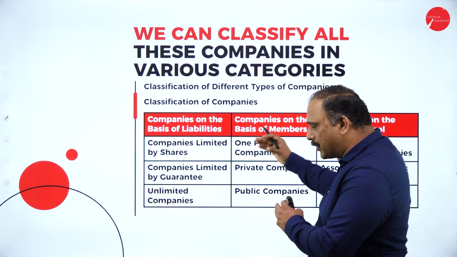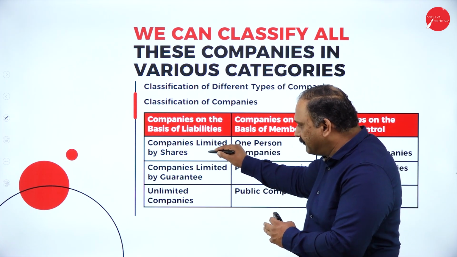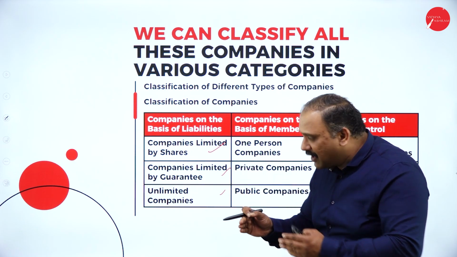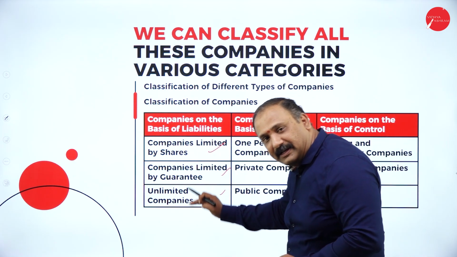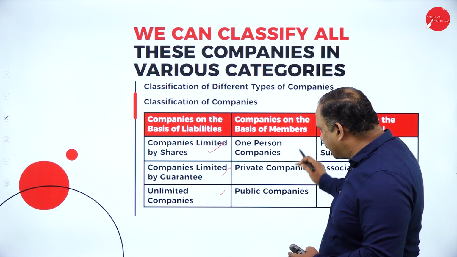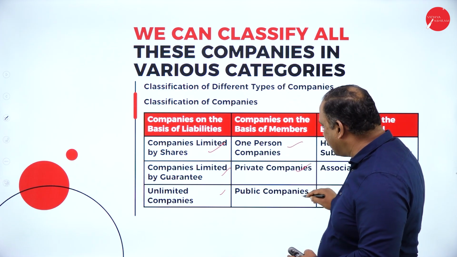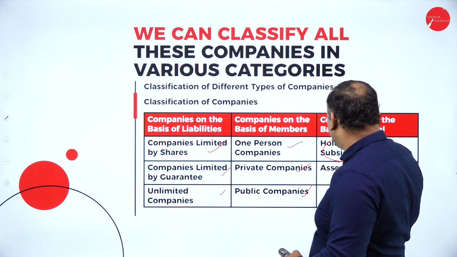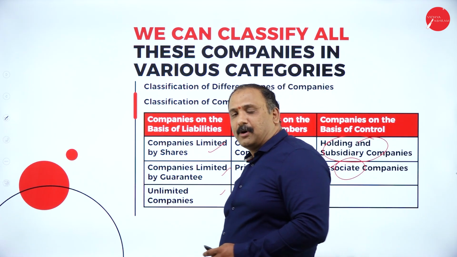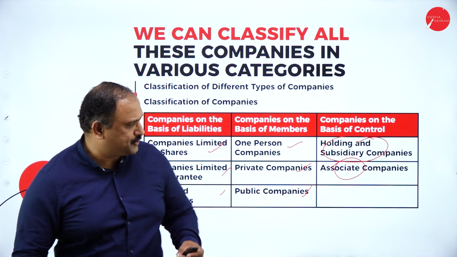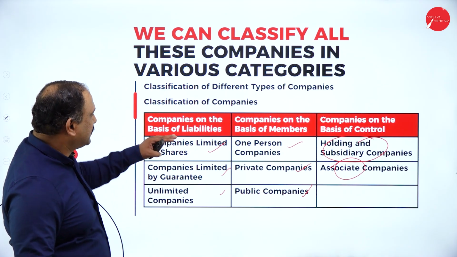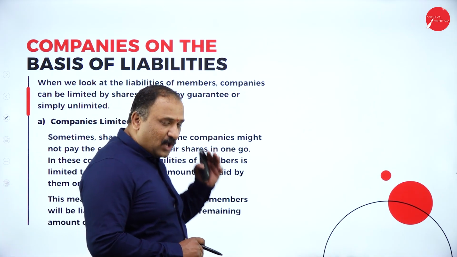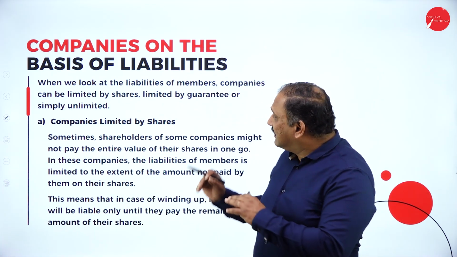So this is how we are going on the liabilities basis: one which is limited by share and guarantee, and unlimited. These are all the kinds of companies which will come under the liability section. Then we are talking about on the basis of member: we have one person, private and public companies limited. We also have a holding subsidiary company, and then we are talking about the associate company also. So broadly, I'm just classifying it on liability, members and control factors. So that's very important. And now let's start getting into the liabilities base.